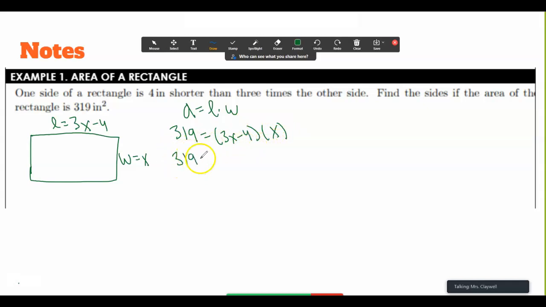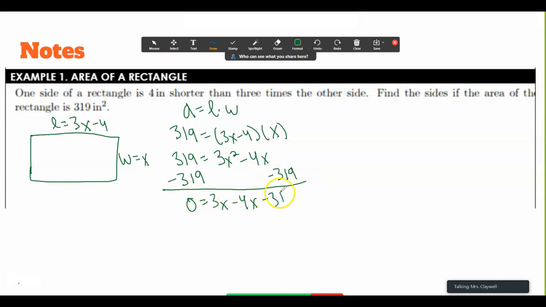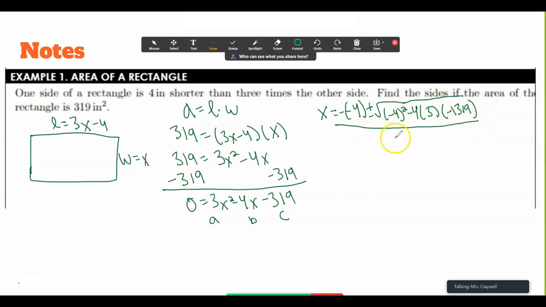So from here, I can write this and want to move this into standard form, because if we ever want to solve a quadratic equation, we want to be able to write it in standard form. So I'm working to get one side equal to zero and have it in ax squared plus bx plus c form. Now I can clearly see what my a, b, and c are. So now that I've identified my a, b, and c, I can start using my quadratic formula. x equals negative b plus or minus the square root of b squared minus 4ac, all over 2a.